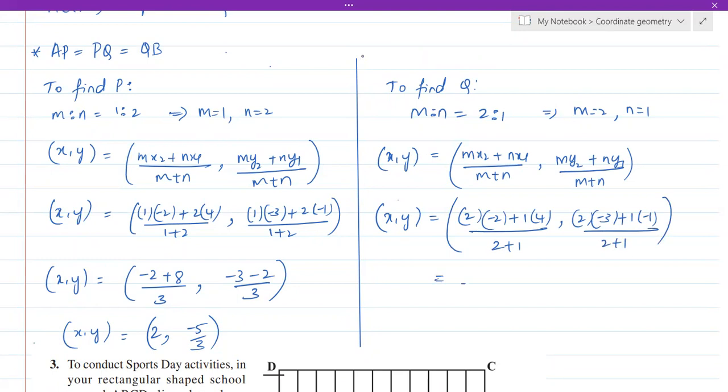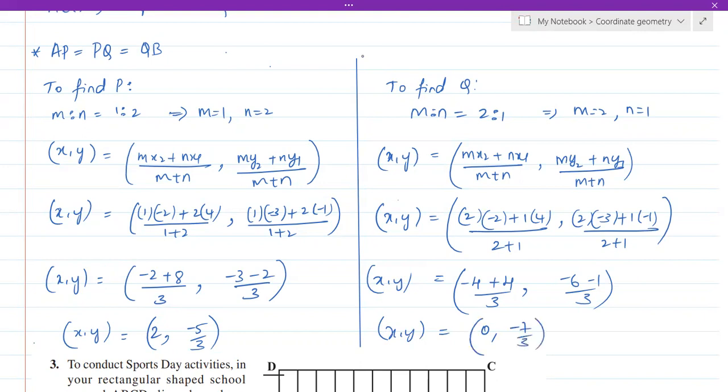So 2 into -2 is -4, plus 4 divided by 3, comma -6 minus 1 divided by 3. So it becomes x comma y is equal to -4 plus 4 is 0. 0 by 3 is 0 itself. -6 minus 1 is -7, divided by 3. Therefore, the coordinates of Q is 0 comma -7 by 3.